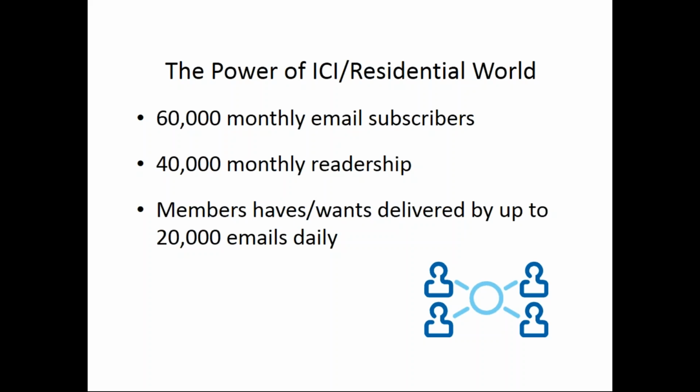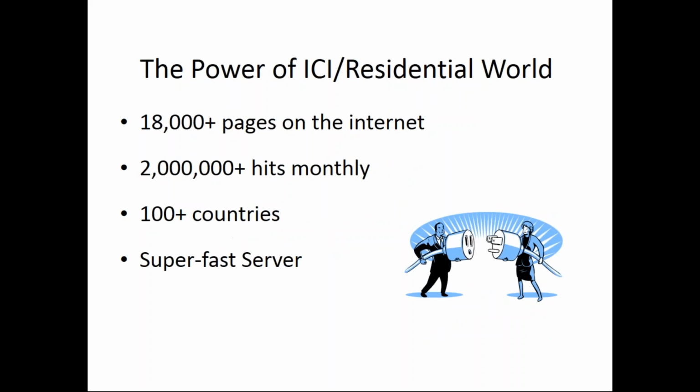You can subscribe to the GTA Digest for residential from ICIWorld. Upstairs, I think I left a sign. ICIWorld does residential. We deliver information to all the cities. Wherever the city you post a listing, the people can subscribe and receive that. There's 18,000 pages on the internet, and that's because we started way back in 1994.